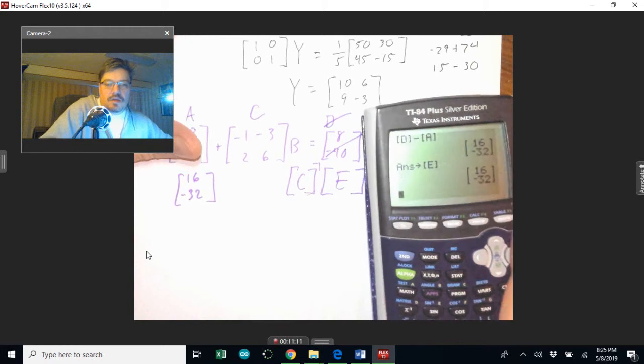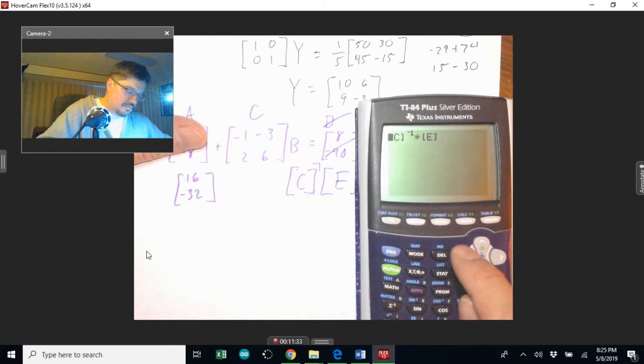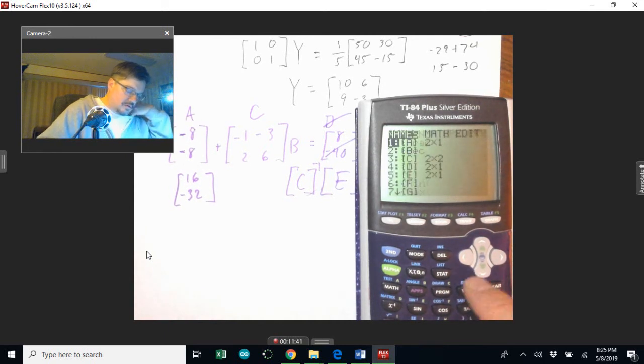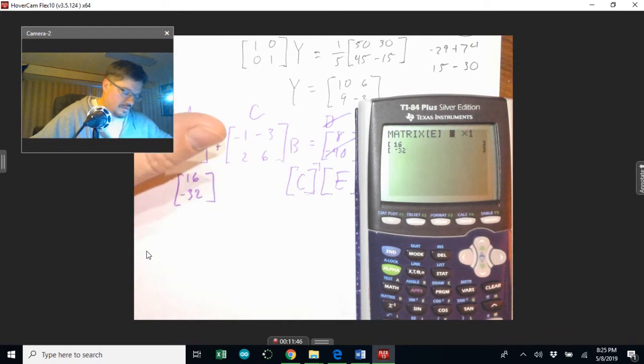I just stored it. So now I have second matrix. I'm going to go to C, hit enter. I want him to be an inverse. Inverse is this x to the negative 1 button. Then I will multiply to E, which is second matrix. I go down to E, hit enter. Singular matrix. What's the problem? Let me check. Singular matrix.